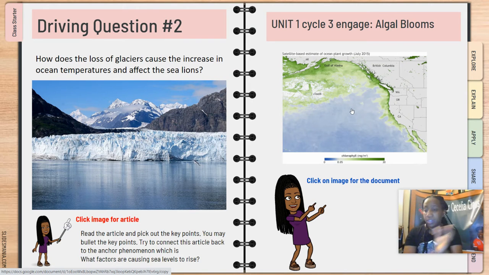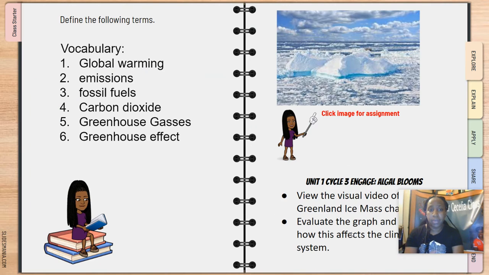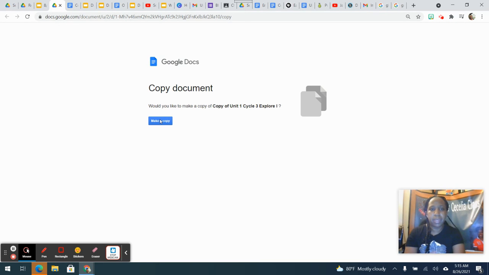Once you click on this picture, there are some questions there. There's an article and a video attached. You can go ahead and watch that. If you finish early, you need to start defining these 6 words for your vocabulary. And if you still have time and you need something else to do, we have the Unit 1 Cycle 3 Engage Algal Blooms. Actually, no, you all are doing, it should say Unit 1 Cycle 3 Explore. That's what this is. It's a whole nother document. So if you open up this document, it's going to probably make me make a copy.